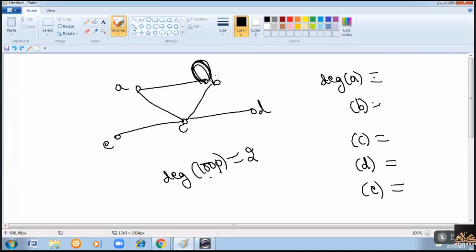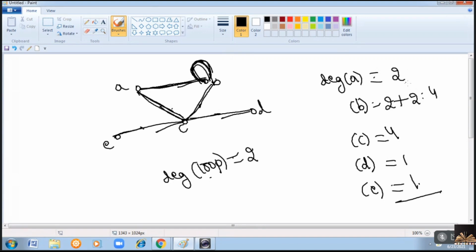Now coming to the vertex here, how many edges are incident with the vertex? 1 and 2. So with this vertex A, 1 and 2 edges are incident. So 2 will be the degree. Coming to B, the loop will contribute 2. So 2 plus 1 and 2. 2 plus 2 is 4. Now C, 1, 2, 3, 4. D, only 1. And E, only 1. Right? Now you count this. I'll tell you why we are counting. 2 plus 4 is 6. 6 plus 4 is 10.